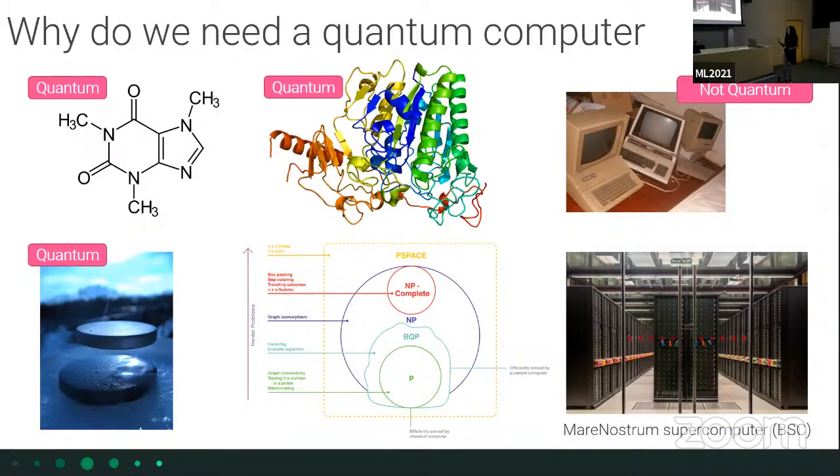So from this point of view, yes, we need a quantum computer for quantum simulation, obviously, or to explore problems that go beyond the classical complexity classes, but especially because at the very end, we cannot use a classical computer for absolutely everything.